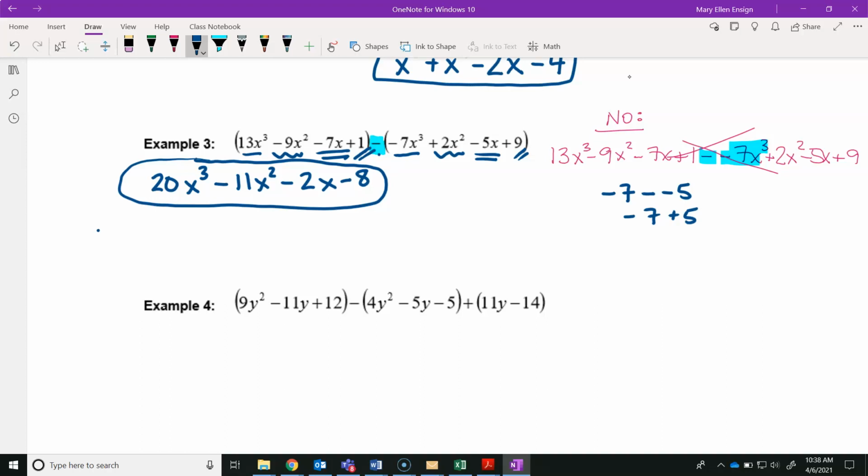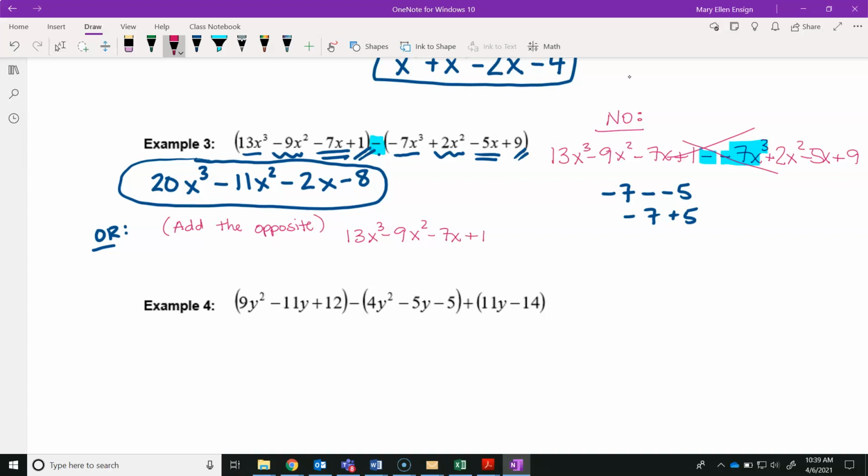Another option is that we can rewrite this, remembering that we can add the opposite whenever there is subtraction. So we rewrite the first polynomial exactly as it is.